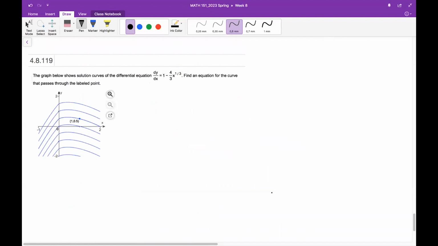The last question is about antiderivatives. This is somehow related to the integral, which is the title of our next topic. We will start the integral chapter next week. Let's concentrate on the statement now. The graph below shows solution curves of the differential equation. Find an equation for the curve that passes through the labeled point.